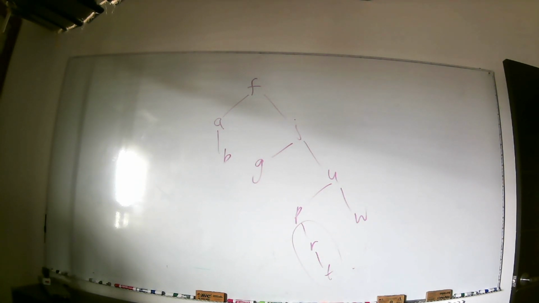So now it's a little bit easier to see that F has the children A and J. A is to the left, J is to the right, and then B is to the right of A. For J, it's G to the left, U to the right. For U, it's P to the left and W to the right. And then from P, there's to the right R and then to the right T. Now this just looks a little funny that the root doesn't have a prefix because it's just a space. So let's make a plus there just to make it prettier.